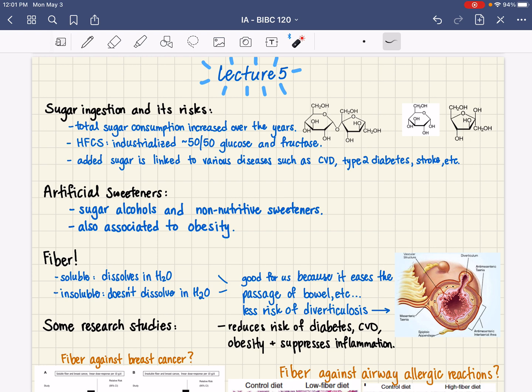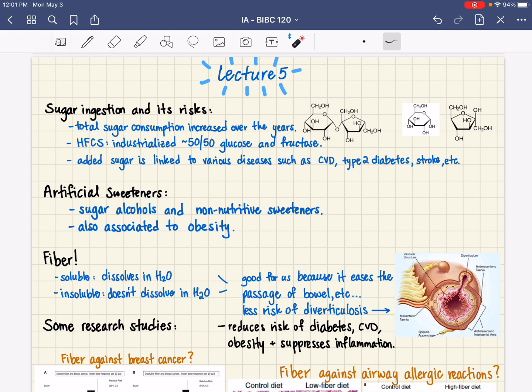This is made from corn and it is used in many different foods in the industry, even foods that you would never think would have sugar in it. We covered that added sugar, sucrose, and high fructose corn syrup are linked to various diseases such as cardiovascular disease, type 2 diabetes, stroke, and etc.